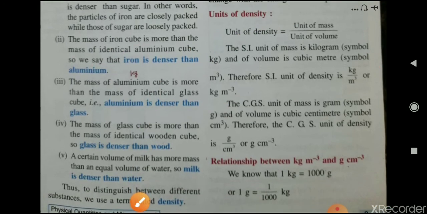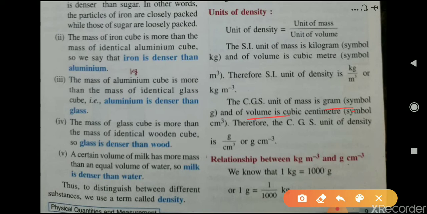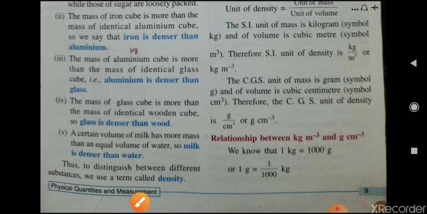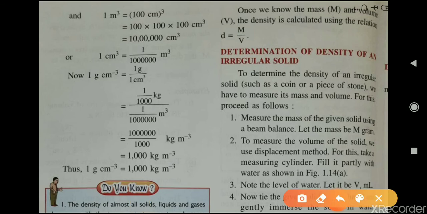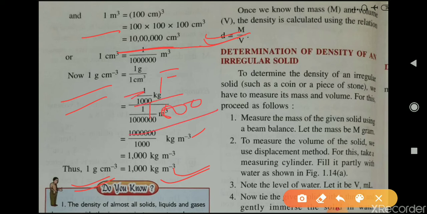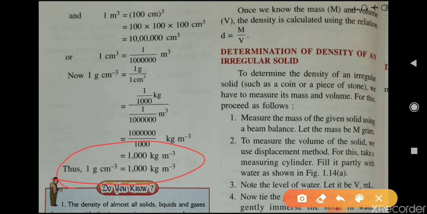Now the CGS unit of mass is gram and of volume is centimeter cube. Therefore, the CGS unit of density is gram per centimeter cube. Now, the relationship between the SI unit and the CGS unit is 1 gram per centimeter cube is equal to 1000 kilogram per meter cube. As you all know that 1 meter cube is equal to 10 raised to the power 6 centimeter cube. Then keeping this value in the formula, 1 gram is equal to 1 upon 1000 kilogram, and 1 centimeter cube is equal to 10^-6 meter cube. Then keeping these values here, we get the relationship between 1 gram per centimeter cube and kilogram per meter cube. Understood, all of you?